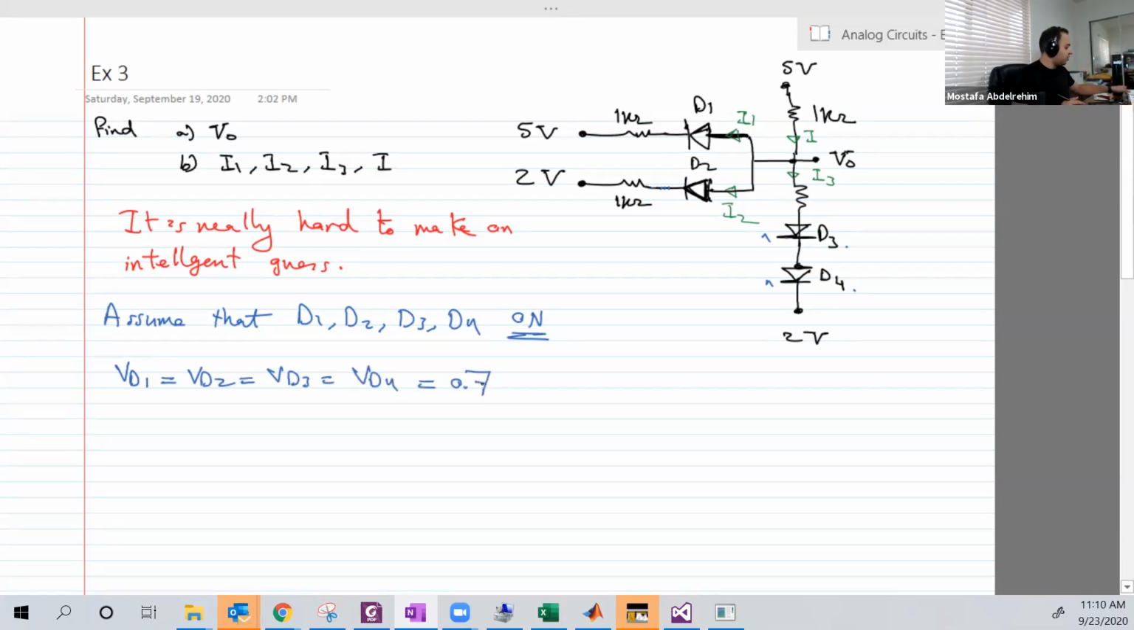I need now the notebook because we have many numbers and calculations here. Okay. So we have 0.7. That guy has 0.7. That guy also has 0.7. 0.7 and 0.7. And of course, to check, after we solve the currents in the diodes, I1, I2, and I3 should all be positive.